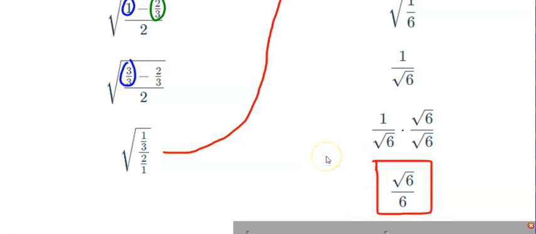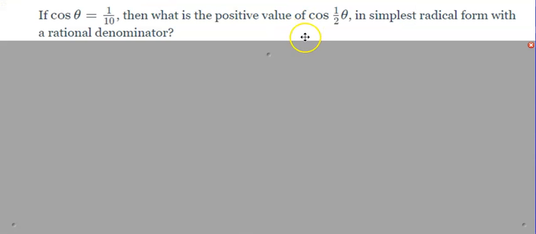So all in all, when it comes to actually using the half-angle formulas, the formula itself and substituting into it is the only new thing. Everything else after that is just a combination of algebraic concepts and steps. Here's one last problem we'll do for the half-angle formulas. This time, we're given cosine theta, and we're asked to find the positive value of cosine half theta. So that's the difference. We're asked to find the cosine of half of theta.